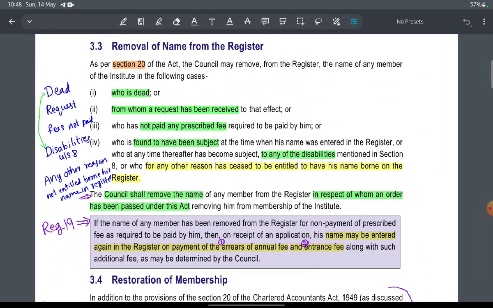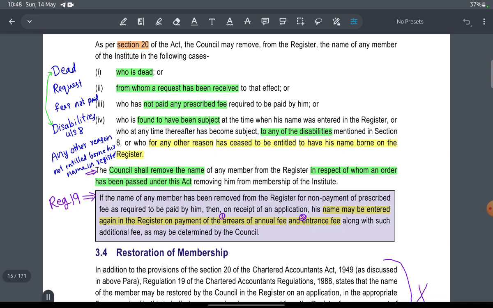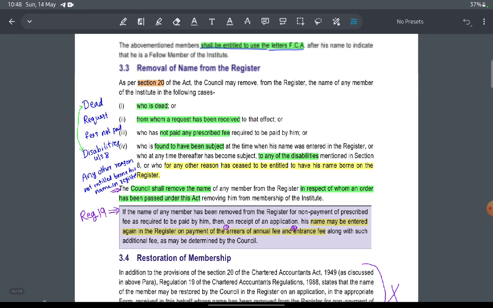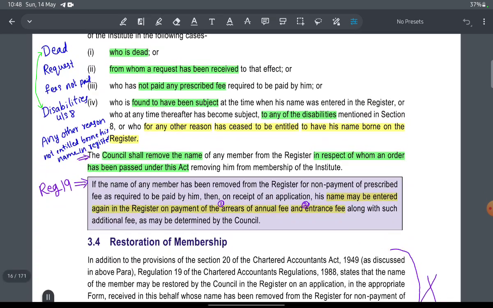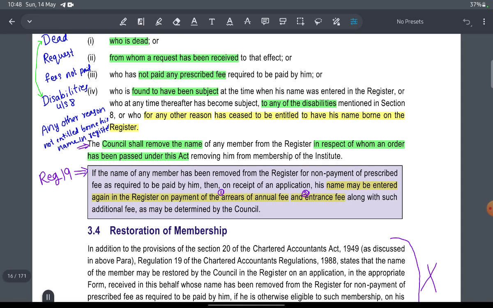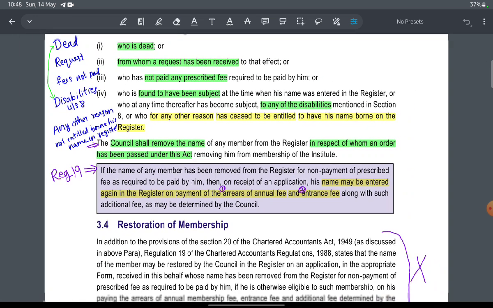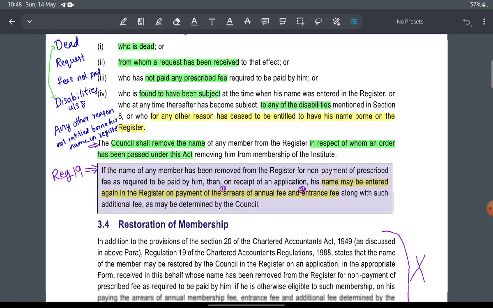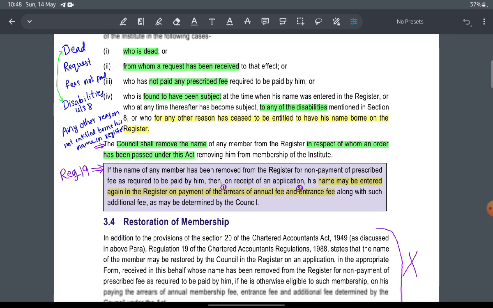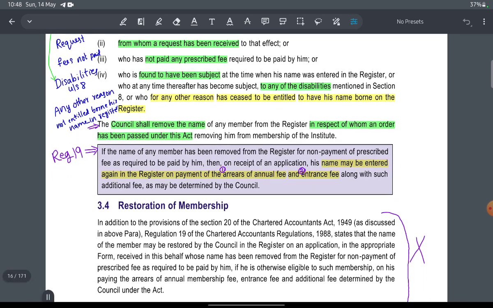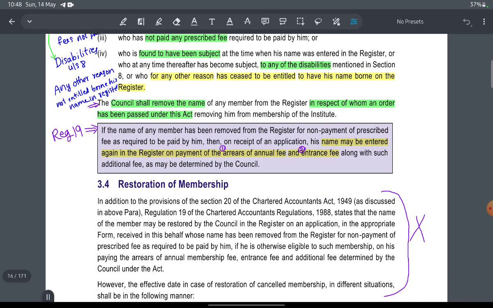Removal of name from the register. Section 20. Person who is dead or a person on whose request the removal is happening, or the person who has not paid any prescribed fee to ICAI, or a person who is found to have been subject to any disabilities mentioned in section 8, or for any other reason he has ceased to be entitled to have his name borne on the register. Council shall remove the name in respect of whom an order has been passed under this act.